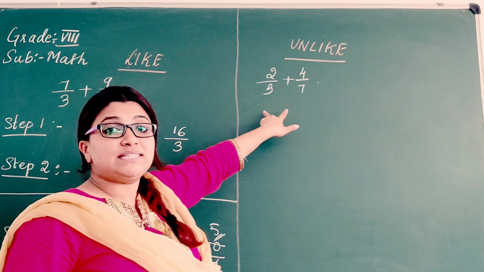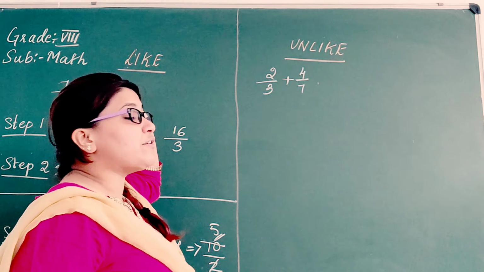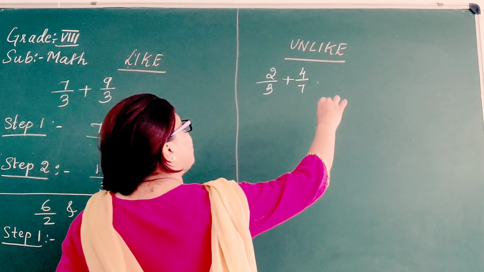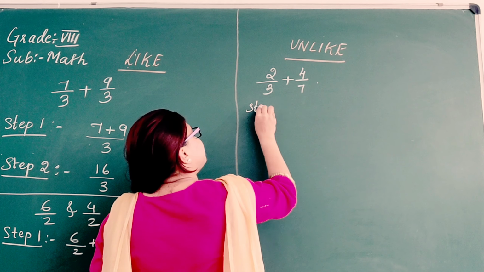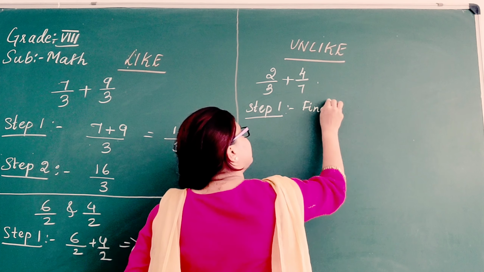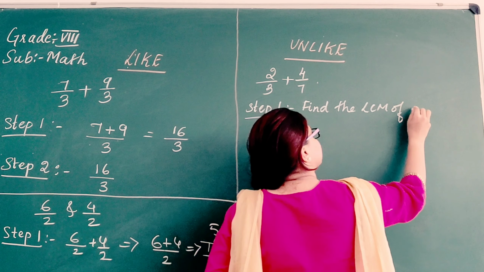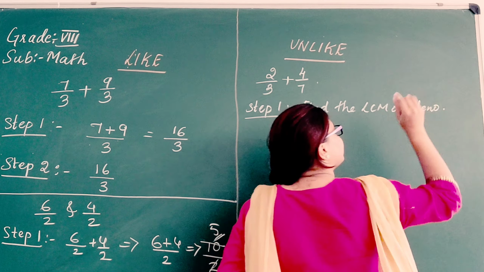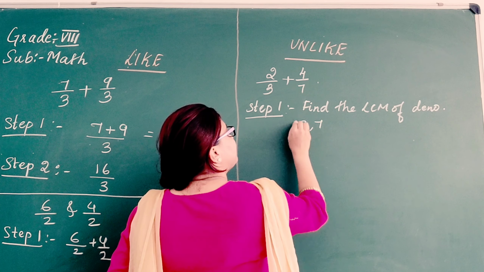But here my denominators are different. So, therefore, I have to find my LCM. So what is the LCM of 3 and 7? Step number 1: find the LCM of denominators. So 3 and 7.